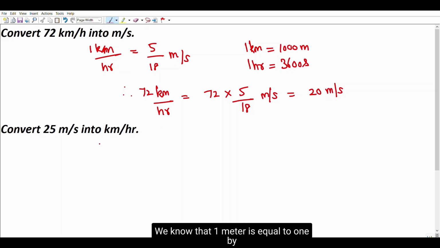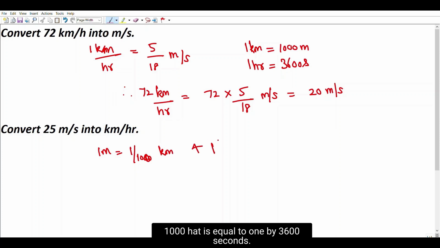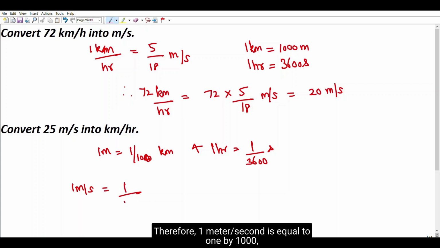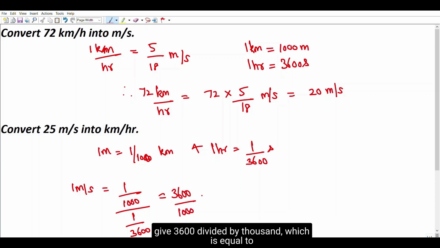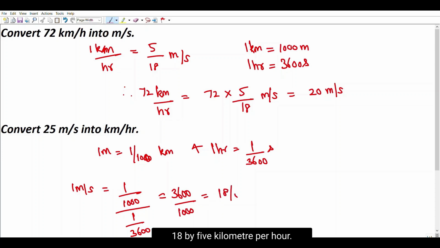We know that 1 meter is equal to 1 by 1000 kilometer and 1 hour is equal to 1 by 3600 seconds. Therefore, 1 meter per second is equal to 1 by 1000 the whole divided by 1 by 3600, which will give 3600 divided by 1000, which is equivalent to 18 by 5 kilometer per hour.